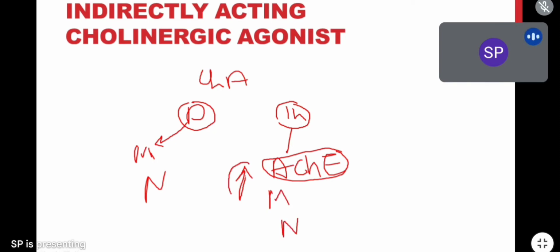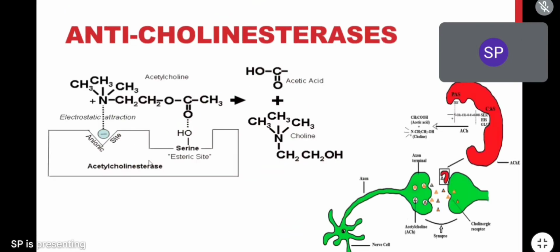So indirectly acting drugs increase acetylcholine concentration, and the directly acting drugs directly produce the receptor actions. They go directly to the receptors, bind on the muscarinic and nicotinic receptors, and show cholinergic actions, muscarinic and nicotinic acetylcholine actions. This we discussed in yesterday's class. Now let us discuss in detail.